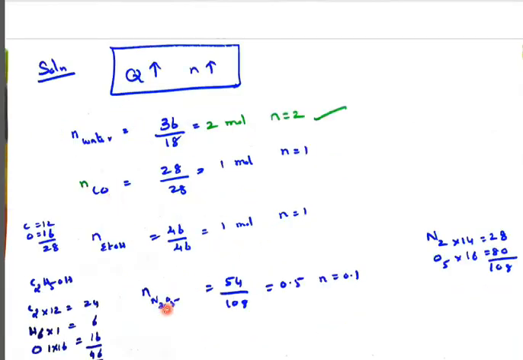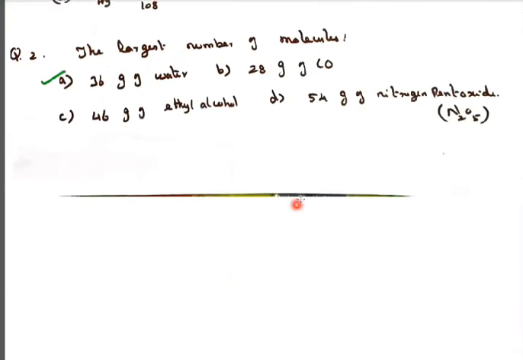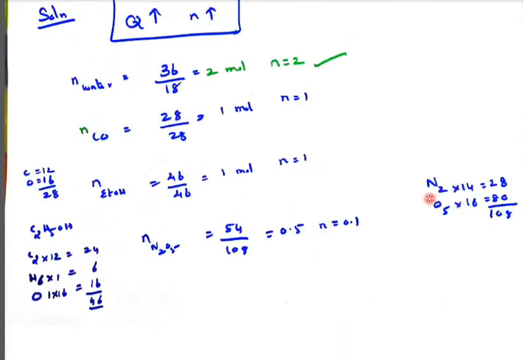Then nitrogen pentoxide, number of moles to be calculated: weight by molecular weight. Weight is already given in the question, that is 54 grams. We should calculate the molecular mass using the formula N2O5. This is 2 nitrogen and 5 oxygen. 1 nitrogen atomic weight is 14, 2 into 14, 28. 1 oxygen atomic weight is 16, 5 into 16, 80. Calculating, we have got 108.